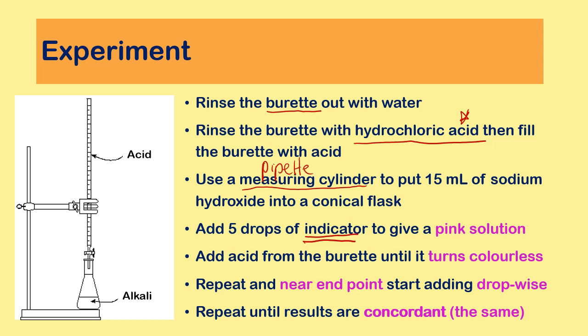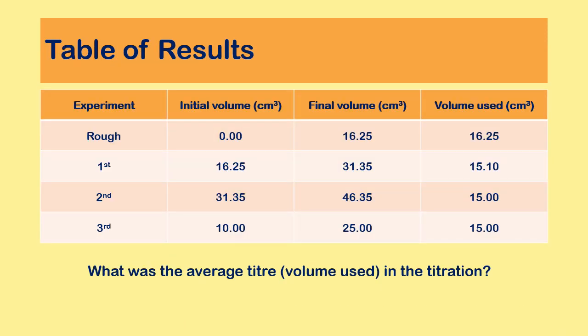And then importantly with the titration, you must repeat it until you get results that are concordant. Results are concordant if they are the same or within 0.2 centimeters cubed or milliliters of one another. In this table, you can see that 4 titrations were done. Only these 3 are concordant with one another.